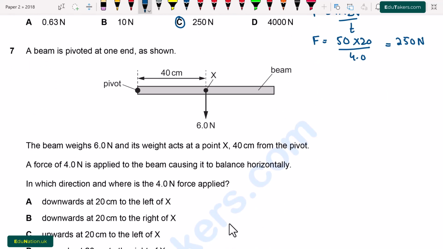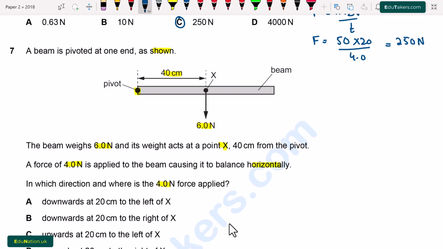Question number 7. A beam is pivoted at one end as shown. So there is the pivot point. The beam weighs 6.0 Newton and its weight acts at a point x, 40 cm from the pivot point. There is a weight that is acting at this point x and it is at a distance of 40 cm from the pivot point. A force of 4.0 Newton is applied to the beam, causing it to balance horizontally. In which direction and where is the 4.0 Newton force applied?